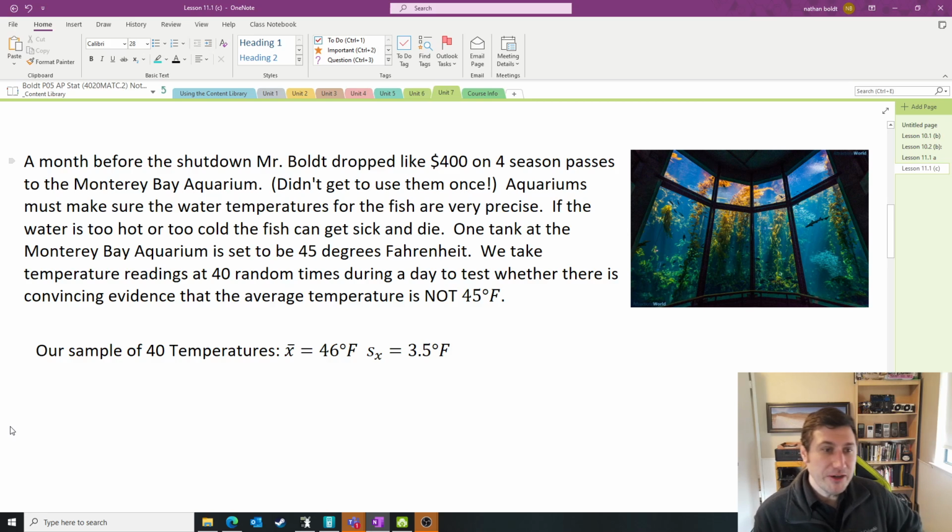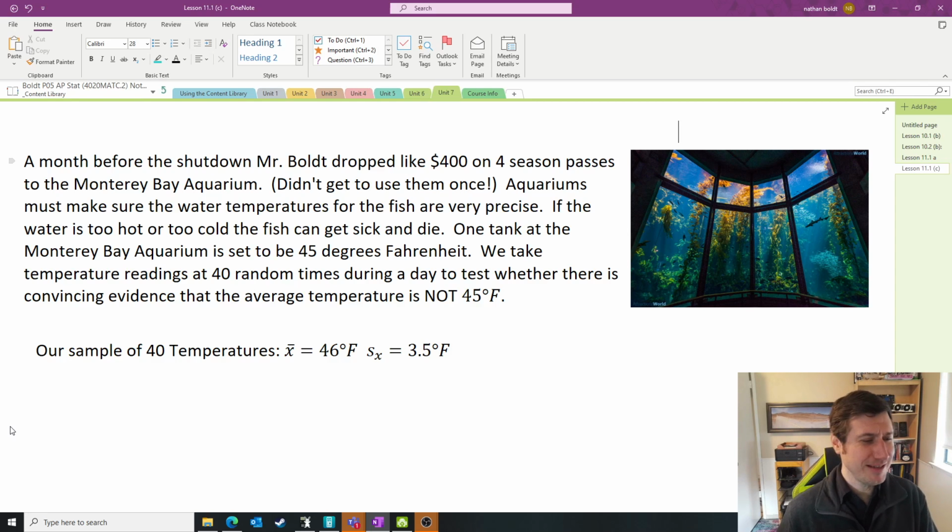All right. So a month before the shutdown, Mr. Bolt dropped like $400 on 4 season passes to the Monterey Bay Aquarium, and I didn't get to use them once. I'm not bitter. No, not at all. Ugh. Timing, man. Oh well, it's a good cause, right? I'm all for supporting the aquarium. It's an amazing place. We were like, yeah, we'd definitely come here a couple of times over summer. That'd be awesome. It's not that far of a drive. We found an awesome park near it and everything.